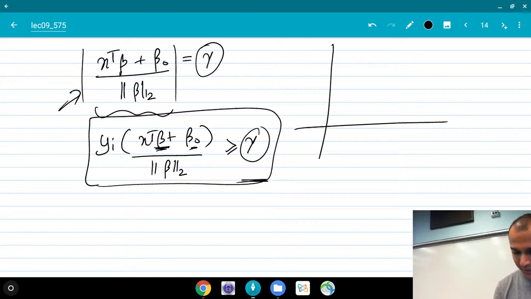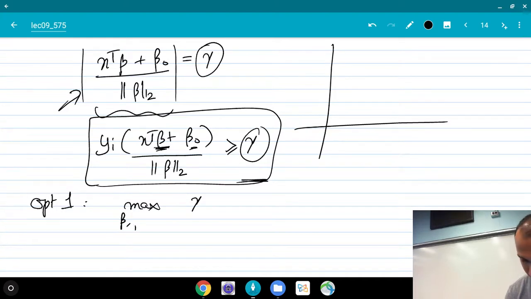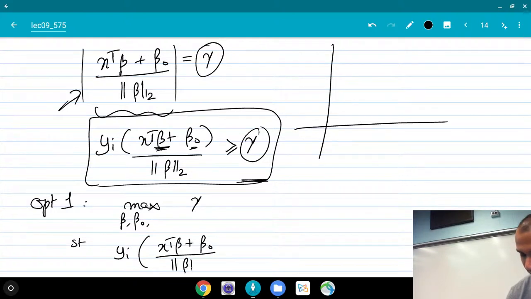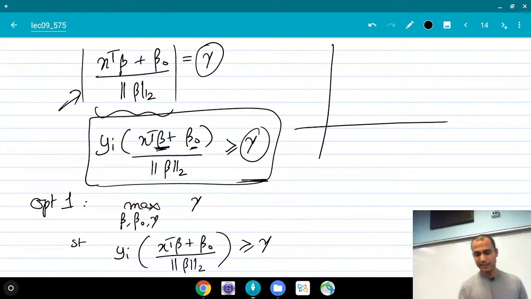So here's an attempt at an optimization problem, optimization 1. It's going to be maximize over gamma, and over beta and beta naught, such that yi times x transpose beta plus beta naught divided by norm of beta 2 is greater than gamma. Gamma is not fixed, so I can also maximize over gamma, because I don't know what gamma is. So this is an optimization problem. This is saying literally maximize the margin of those hyperplanes such that they really separate the two classes.